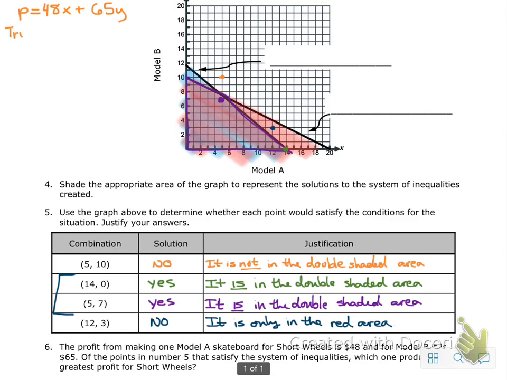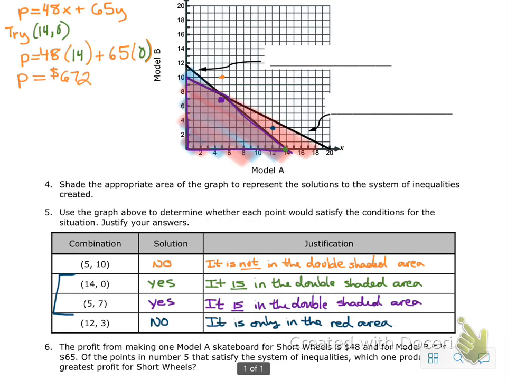So we're going to try 14, 0. When we do that, we're plugging it into this P equation. So P equals 48 times 14 plus 65 times 0. Well, that number ends up being $672. Not bad. Definitely not bad. You definitely made some money.